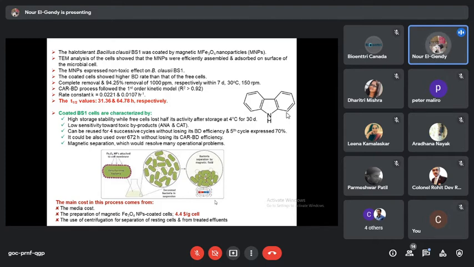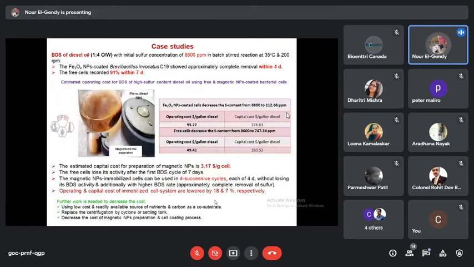However, the main cost came from the preparation of the magnetite itself and the centrifugation to separate the treated effluent. To overcome this problem, as we can see, this is another pilot. We have done in our lab a semi-pilot for the desulfurization. We have also found that the operation and the capital cost of this immobilized cell system are lowered only by 18% and 7%.